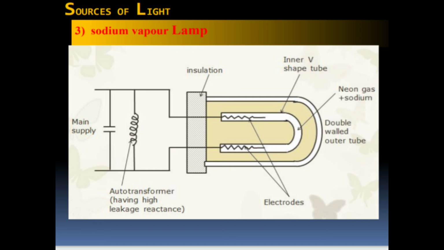Third source of light is sodium vapor lamp. Here see the construction of sodium vapor lamp. First of all we give the main supply. Then auto transformer having high leakage reactance. Insulation is present here. Then inner V-shaped tube, neon gas plus sodium in this. Then double walled outer tube and inner tube both are present. Then these are the two electrodes. So this is the construction of the sodium vapor lamp.